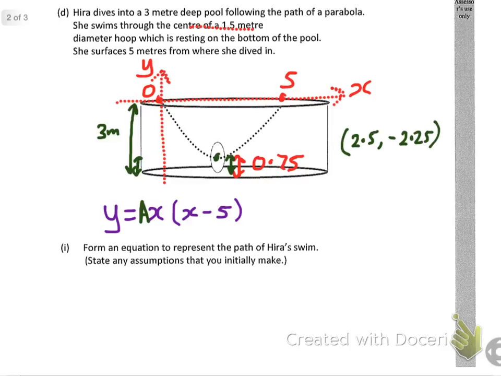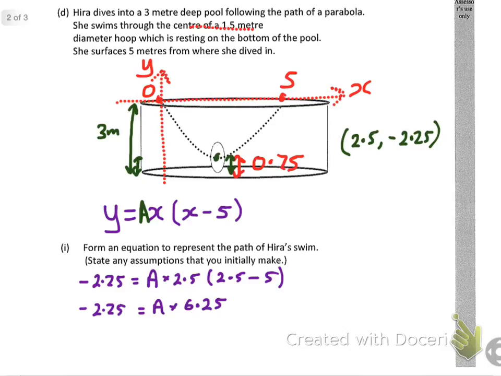And it's a negative because it's below the surface. So there's your coordinates of the vertex. Plug them in for y and for x. Use your calculator. Calculate it out. Divide by the 6.25 and you get 0.36. Write out your equation again. That's a merit question. Excellence, actually.